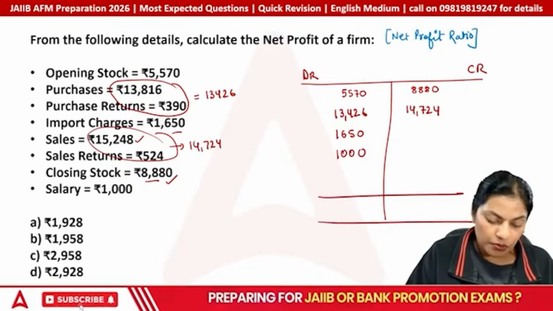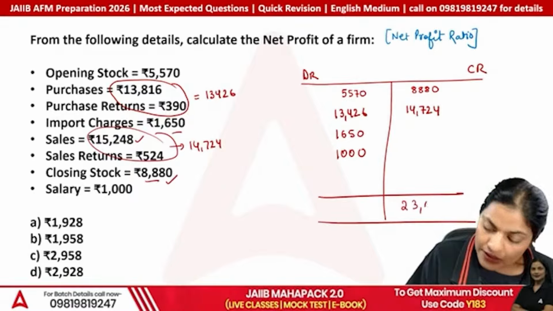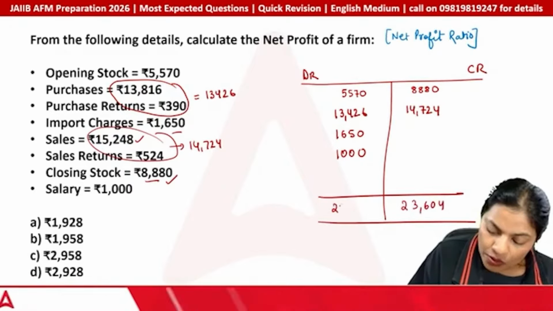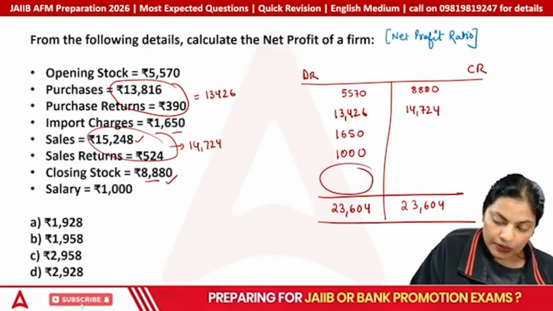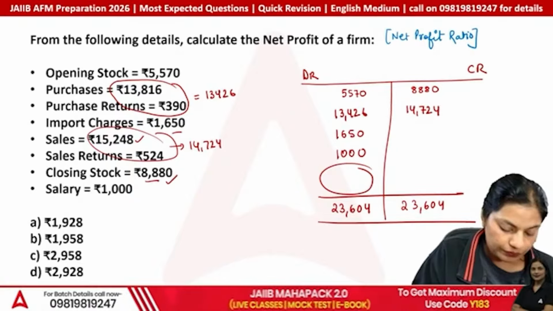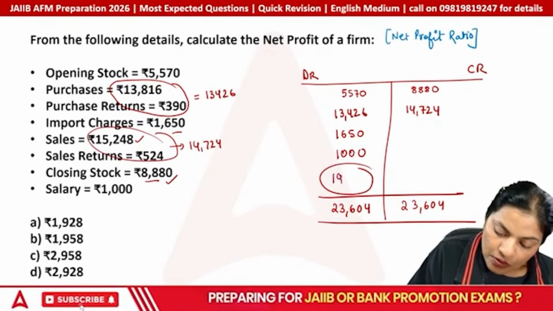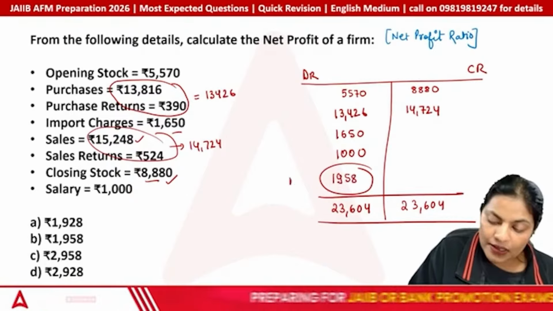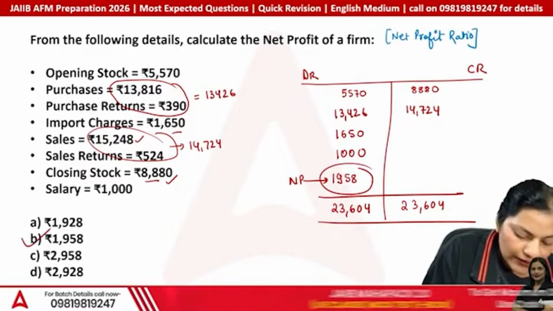So let's do the total. 23,604. So let's do the total of both the side. Now let's see the difference. So 1958, that is the net profit. Correct? So net profit definitely is option number B.